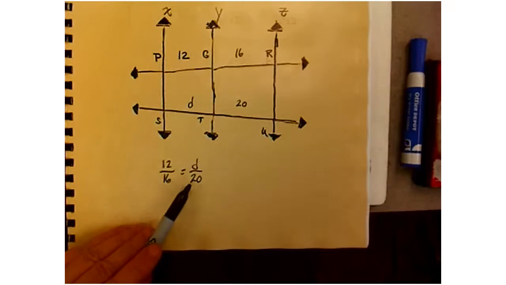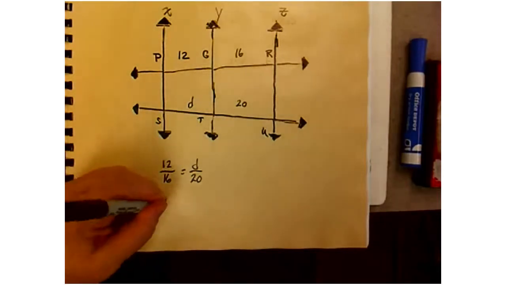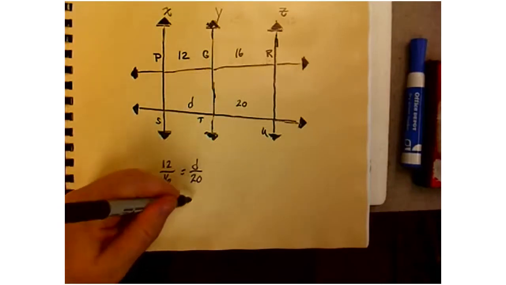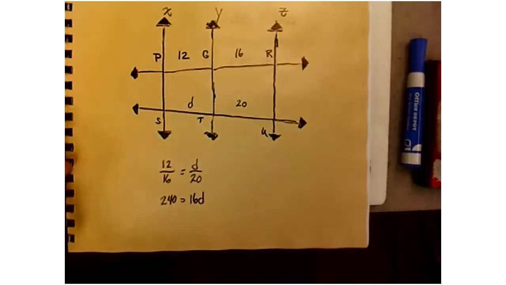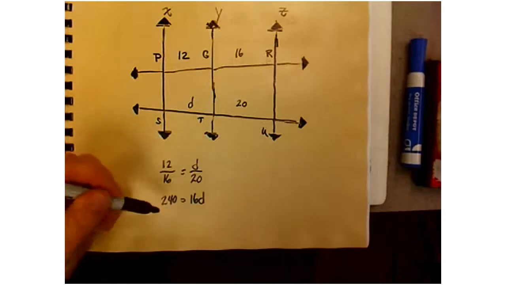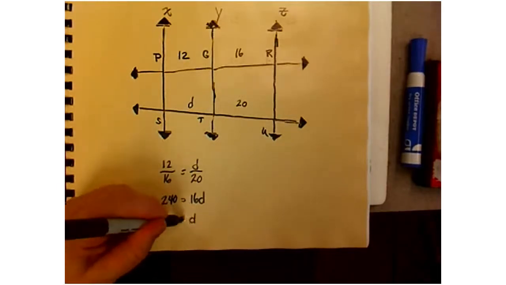So 12 times 20. No calculator. What's 12 times 2? 24. And add a 0 on the end. 240. All right, equals 16D. Then we can use our calculator. Then divide 240 by 16. 15, yes, 15. All right, so D equals 15, good.